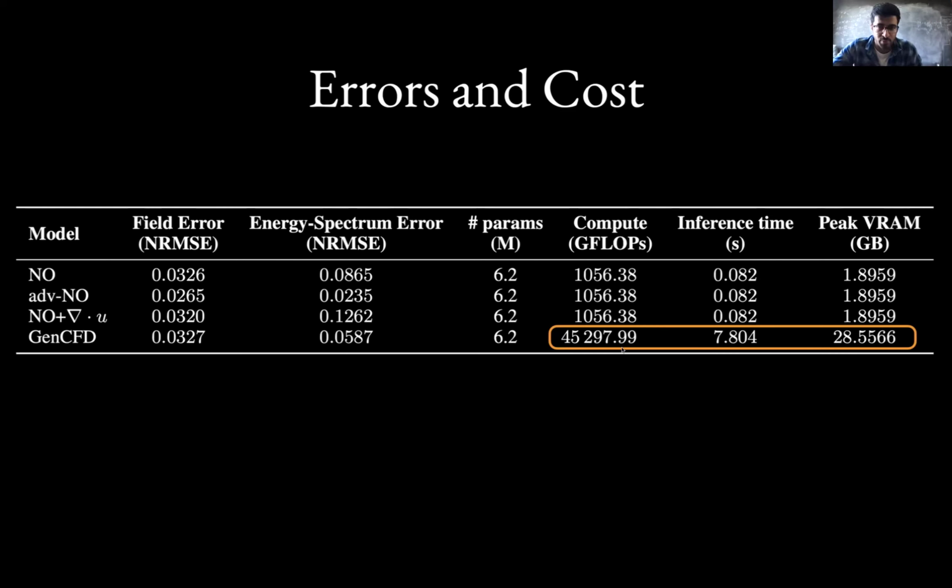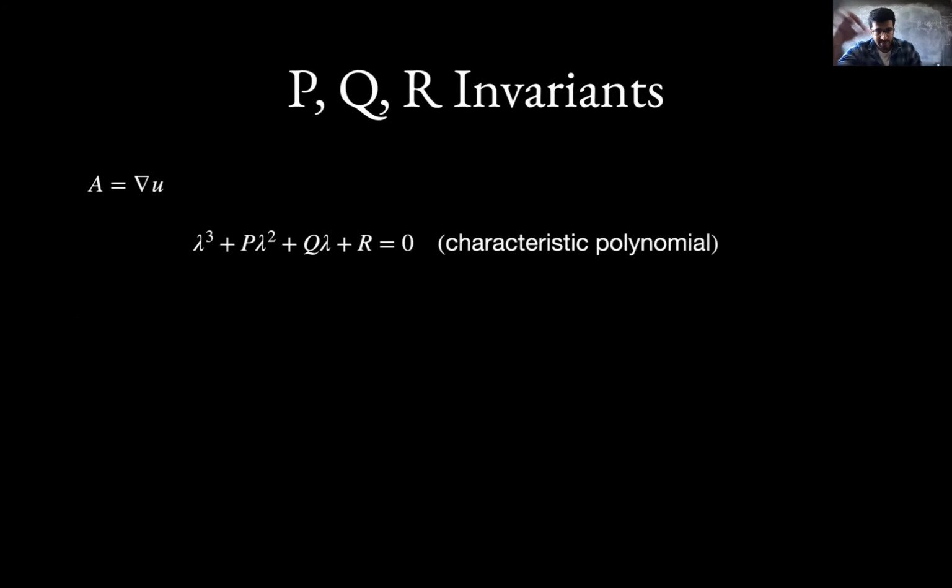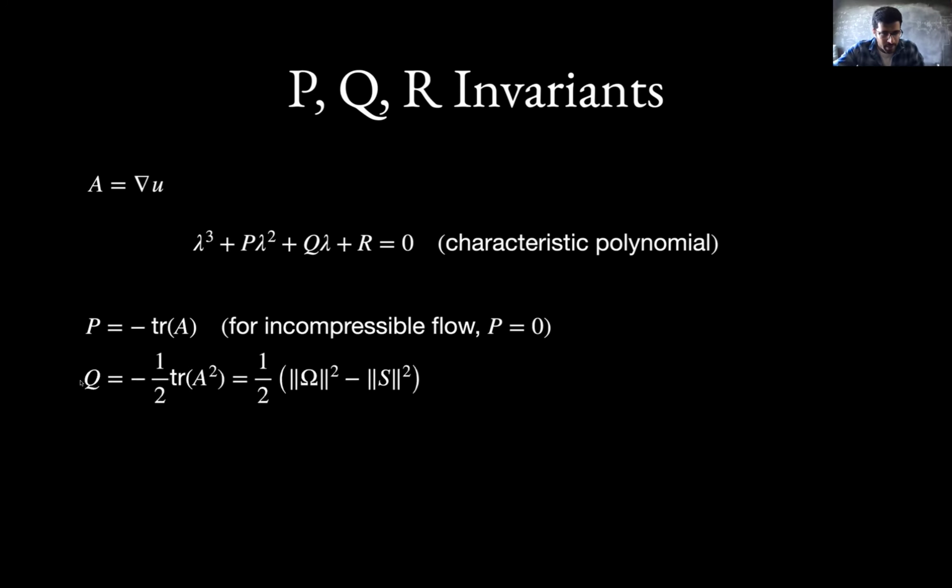So the Gen CFD is indeed much more expensive than the neural operator based surrogates, but adversarial neural operator offers improved spectral representation at NO like cost. We also investigate the PQR invariance. So let me call A the gradient of the velocity vector. A is a tensor, and this is something called the characteristic polynomial, where P is the negative trace of the velocity gradient, which is 0 in case of incompressible flows. Q is the minus half trace of A squared, which is half of the norm of the rotation tensor minus the strain rate tensor. And R is the negative determinant of A.